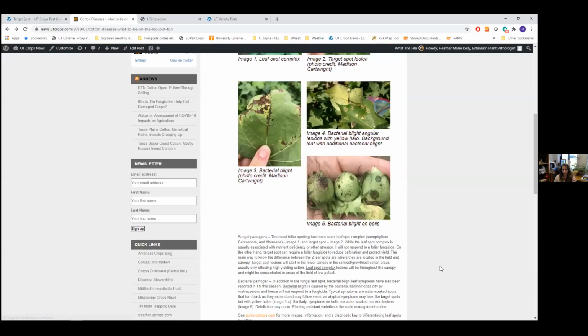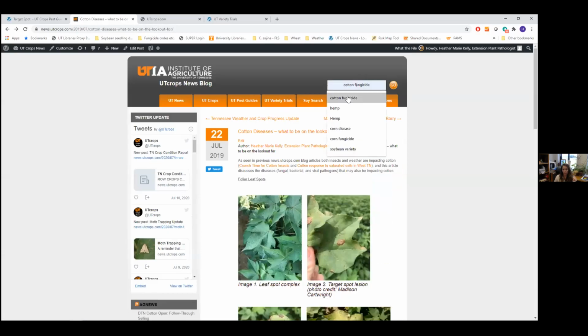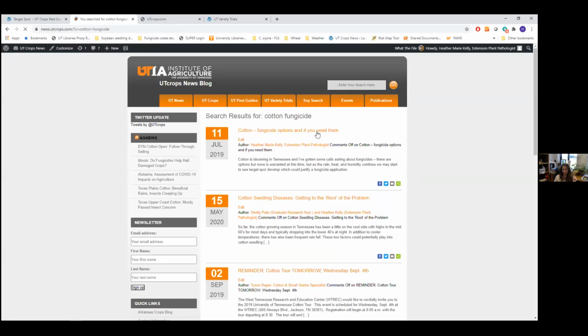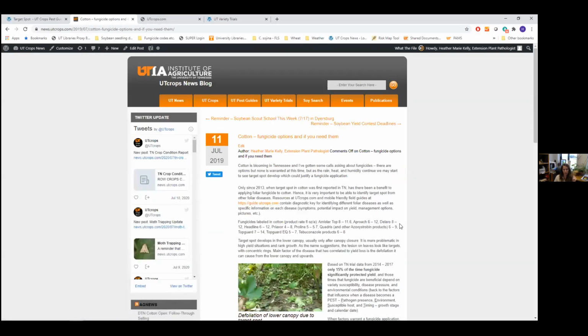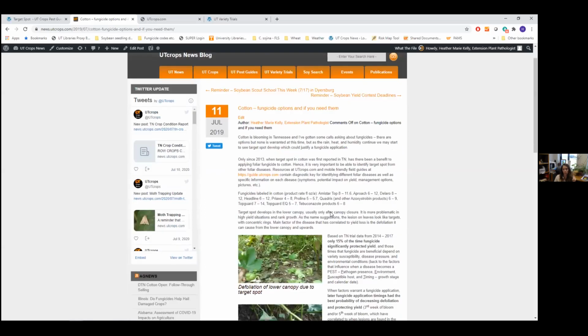And then, again, you can go up here. Cotton fungicide was something I had Googled earlier too. So if you have seen target spot in cotton before and you know a producer is interested in putting something out, right now, what I do is each year, I will be putting out another article this year on cotton fungicide options as they change a little bit more quickly from year to year.